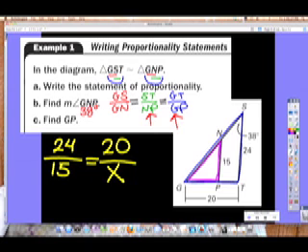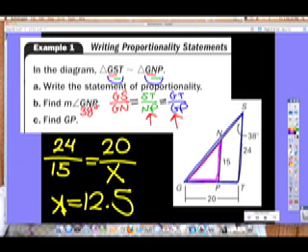Okay, grab your calculators. Solve this one. 15 times 20, and then divide it by 24. Is it a whole number? No? Tell me what it is. X equals 12.5. How many of you tested it? I got the same thing. Are we okay with this? Perfect. Next example.